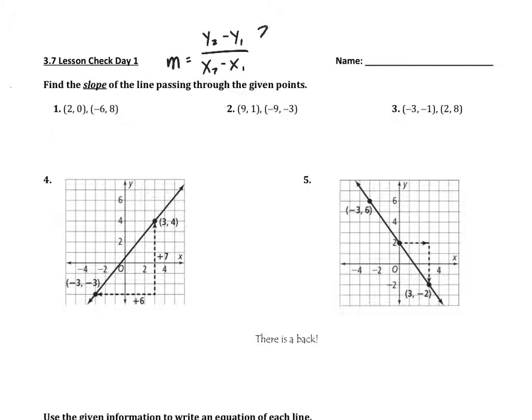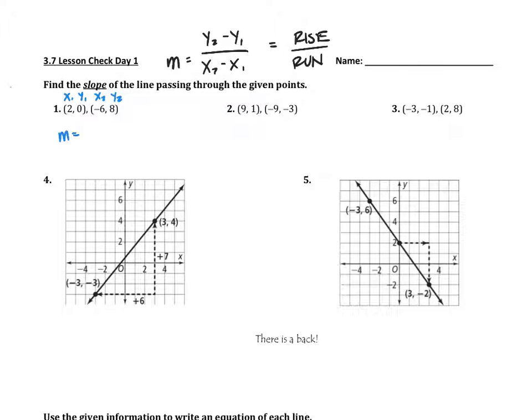Now remember, your y's are always your vertical, so that's rise over run. And your x's are always horizontal, so that's going to always be in the denominator. So let's look at number 1. We have our 2 points, and I always like to label them x1, y1, and x2, y2. And then I can just easily plug them into my slope formula.